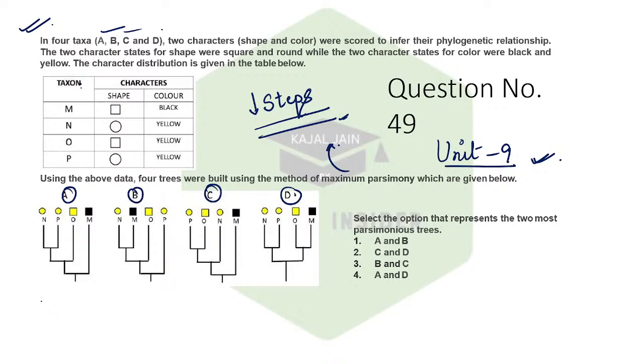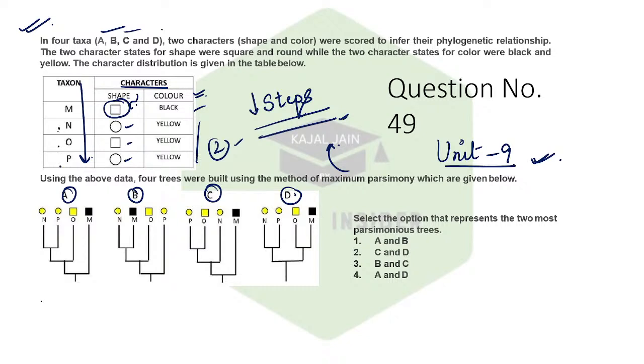There are four of the taxons. You have the characters given to you, two of the characters, the shape and the color. So shape is rectangle or circle. So two alternates, and then you have black and all the three of them are yellow.